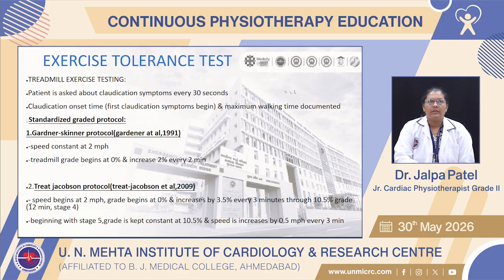In the standardized graded protocol, the first one is the Gardner-Skinner protocol. Speed is constant at 2 miles per hour. Treadmill grade begins at 0% and increases 2% every 2 minutes.